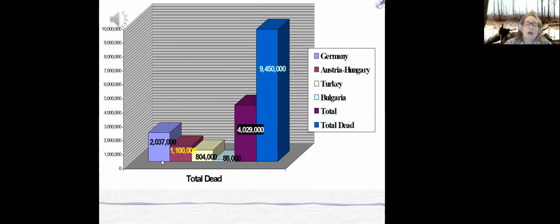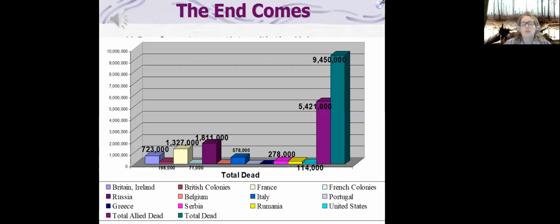Germany's going to lose 2 million of that, the largest single loss of any country in the war. About 4 million for, in fact, the Central Powers. For the Allied powers, Russia certainly loses a lot. They lose about 1.8 million men in battle itself. And the total Allied dead is about 5.4 million.